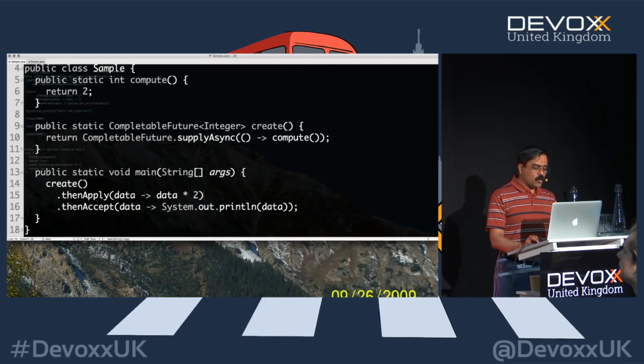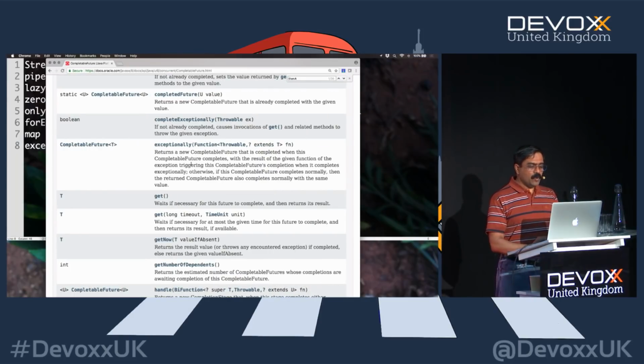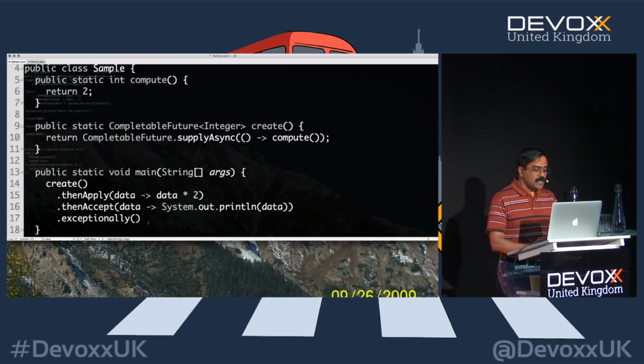So I'm going to go back over here and say dot exceptionally. And what am I going to do with this exceptionally? If you look at the exceptionally, notice that it takes a function that takes a throwable as an input, and it is an extends of type T, whatever that is going to return. That's up to you what you want to return from that. But all I'm going to do is simply say throwable right now. So throwable. And what do I want to do within here?